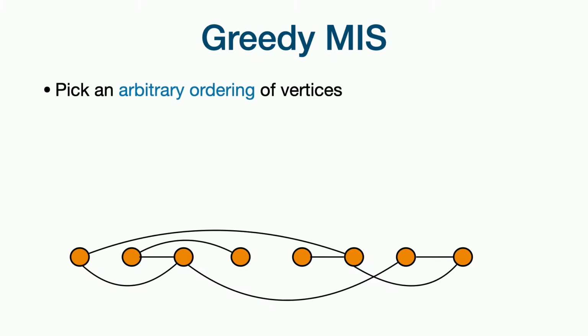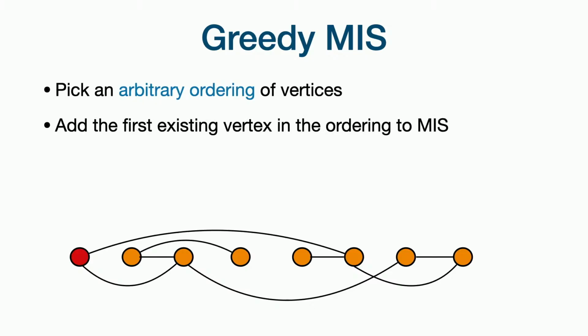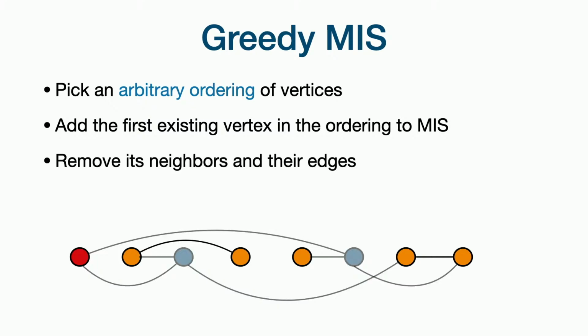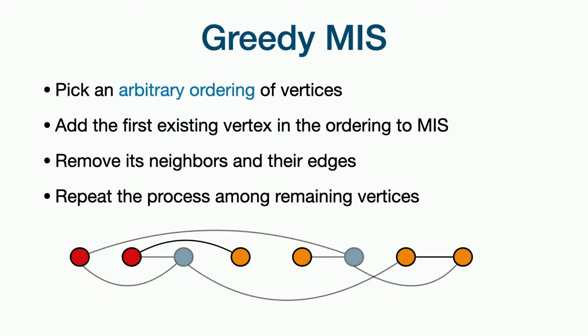Let's say we pick an arbitrary ordering of the vertices. Any ordering works. We go over the vertices one by one. The first vertex we add to the independent set, and then to preserve independence, we remove its neighbors. The next vertex in the ordering, we add it to the independent set again. If it has any remaining neighbors, we remove those. And this gives a maximal independent set at the end. Now, this works for any arbitrary ordering.